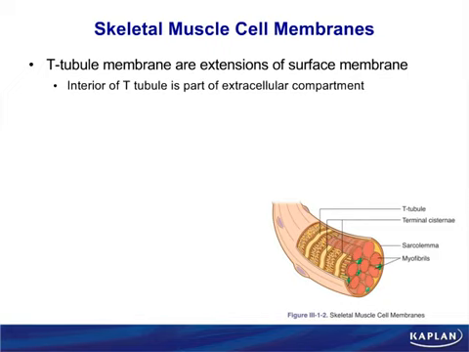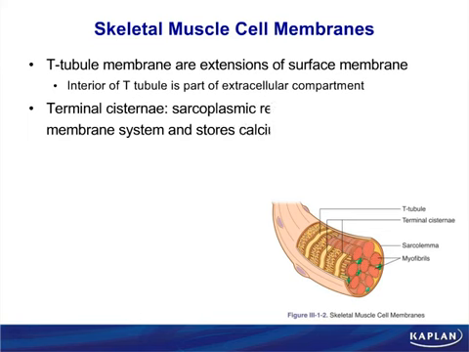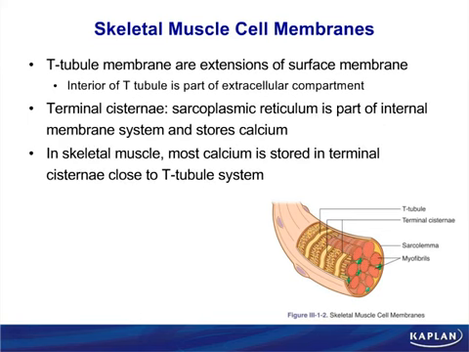The terminal cisternae is part of the sarcoplasmic reticulum. The sarcoplasmic reticulum stores calcium, and most of the calcium is stored in these terminal cisternae. So the terminal cisternae is where we're going to find lots and lots of calcium. Again, the SR has a lot of calcium.